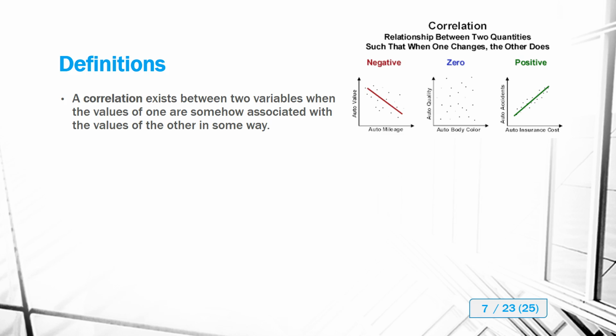They have zero correlation. And then finally, over on the right, you see auto accidents and auto insurance costs. It makes sense that the more accidents you have with your car, the more your insurance is going to cost. So this is what we call positive correlation. An increase in one variable is associated with an increase in the other variable. And likewise, a decrease in one variable is associated with a decrease in the other variable.